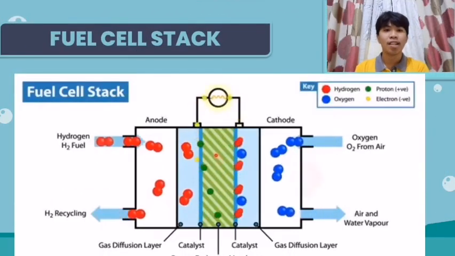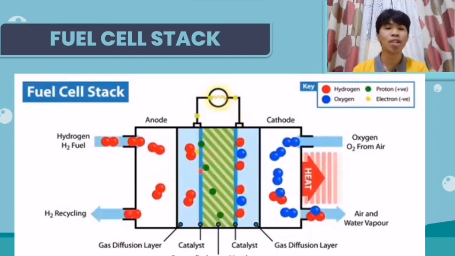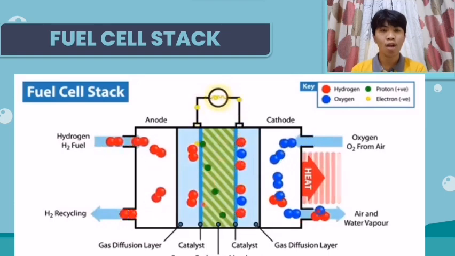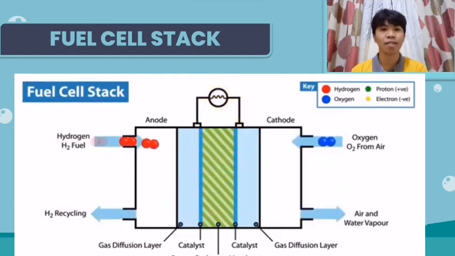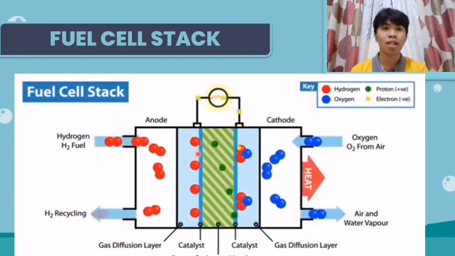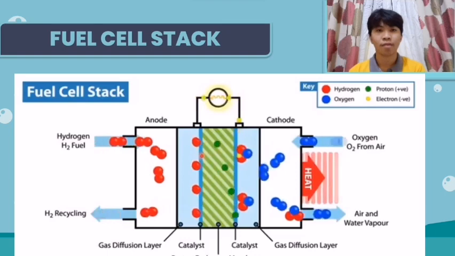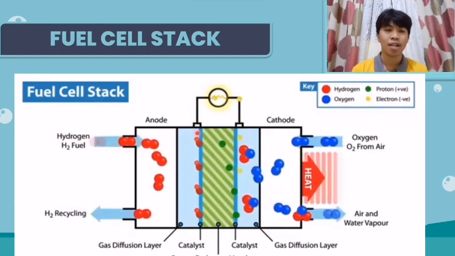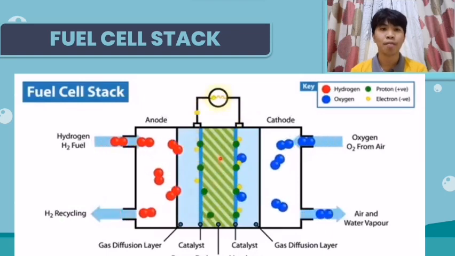So what you see is the representation for the working principle of a hydrogen fuel cell, where the red circles are the hydrogen, the blues are the oxygen, the greens are the protons, and the yellows are the electrons. So the fuel cell stack also works like a battery. Now we'll show you how it goes.